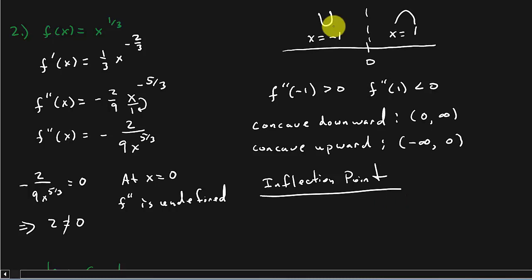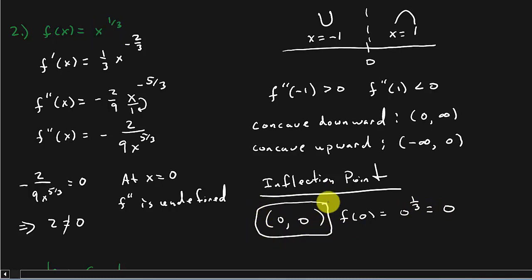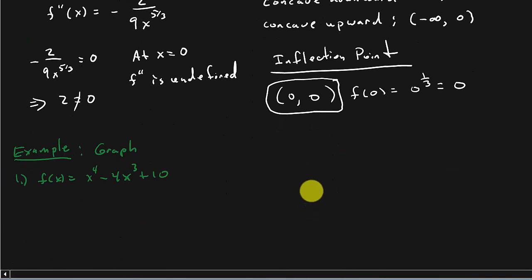The inflection point, it changes concavity at 0. And so f of 0 is 0 to the 1/3, which is 0. I take the 0, plug it back into the original function. So there's my inflection point, is the point (0, 0).